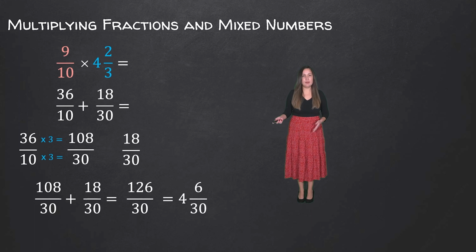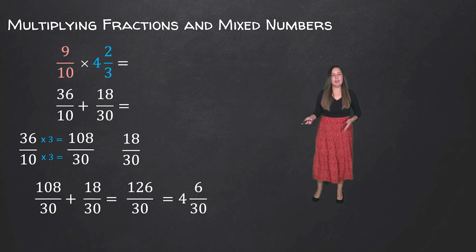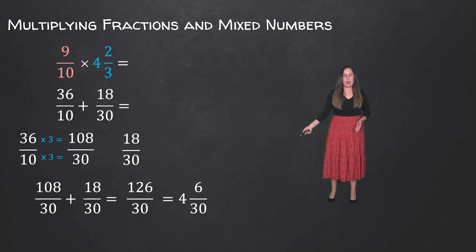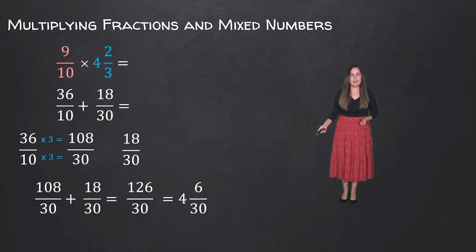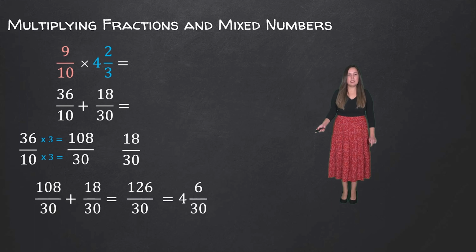over 30. And then we're going to rewrite that as a mixed number, which is 4 and 6 over 30, which can be simplified. So we're going to divide both the 6 and the 30 by 6. 6 divided by 6 is 1, and 30 divided by 6 is 5.